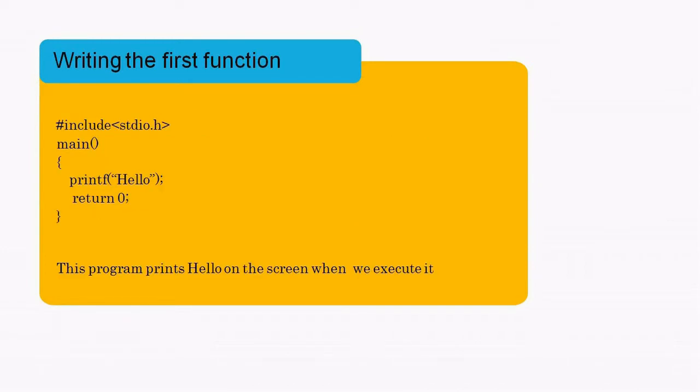This is a sample C program. First, include stdio.h. It is a header file. Then the main function. Then printf. Printf is a function which prints any text in a C program. Here we write hello under the printf, then close the main function. This program prints hello on the screen when it executes.